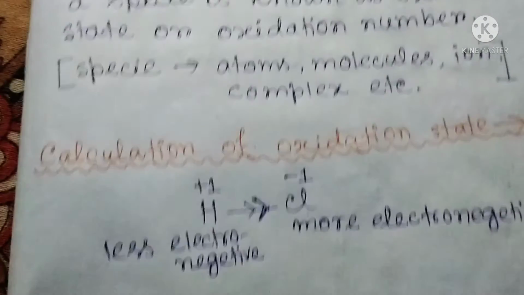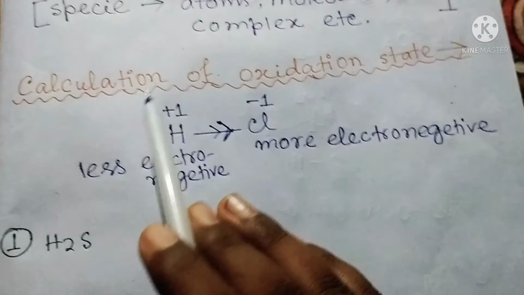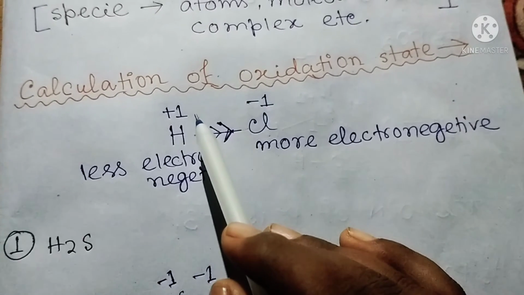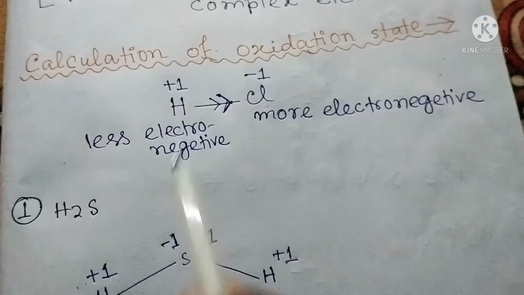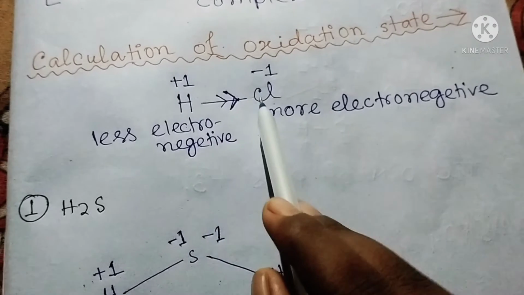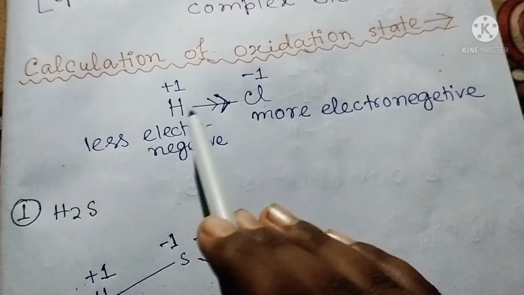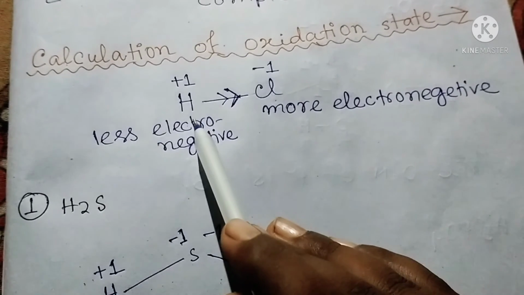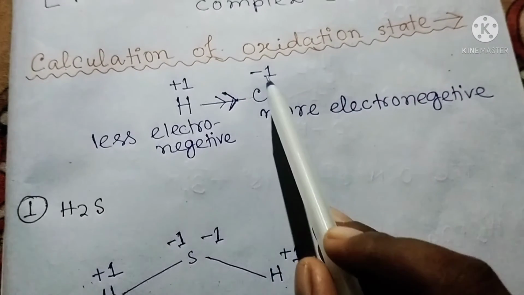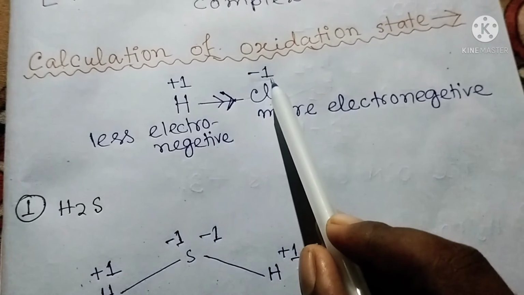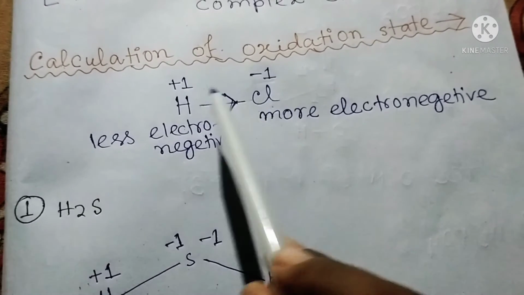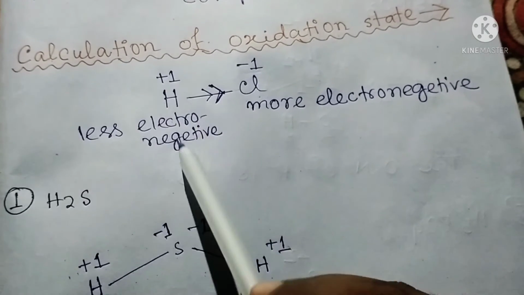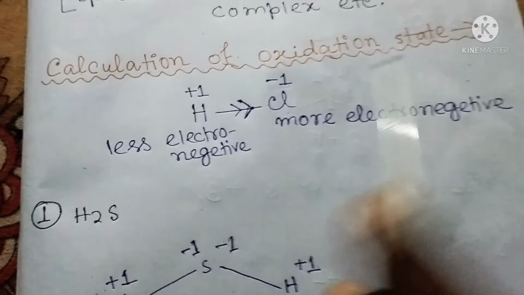Okay, now let's learn about calculation of oxidation state. How we calculate the oxidation state of a molecule. Now here we take HCl. Between this hydrogen and chlorine, chlorine is more electronegative and hydrogen is less electronegative. So we get a -1 oxidation state for chlorine and +1 oxidation state for hydrogen due to this electronegativity.